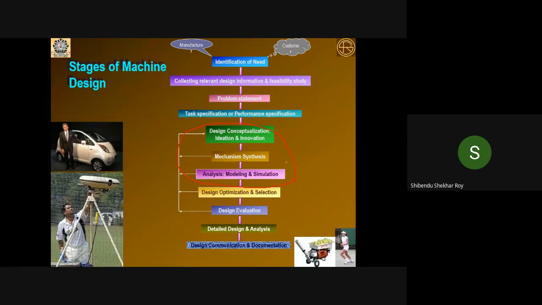Now in this particular class, our focus is on this particular area: modeling simulation. First is the design conceptualization, synthesis, and then the modeling simulation.